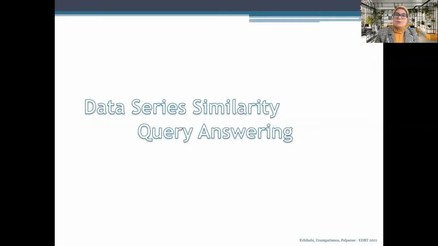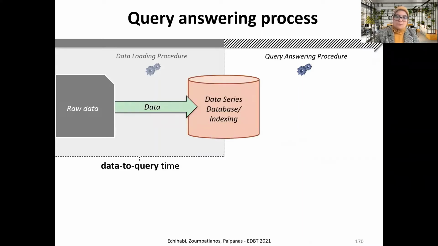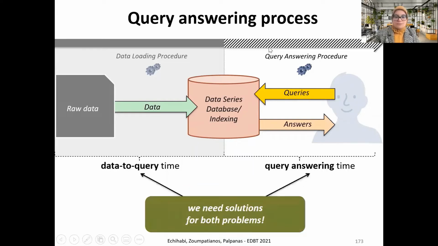We will now cover the query answering process of the data series similarity search. The query answering process consists of two procedures, the data loading procedure and the query answering procedure. For big data exploration, it is prohibitive to fully scan the dataset for every single query. That's why indexes are built, to reduce the data to query time. Once an index is built, it needs to be loaded and queries need to be run efficiently. So both the data to query and query answering times are big, and we need solutions for both problems.